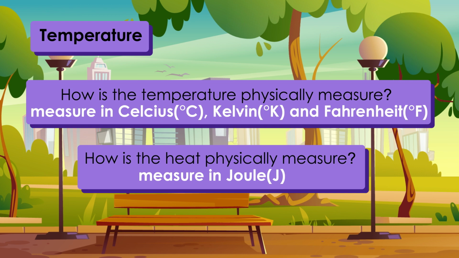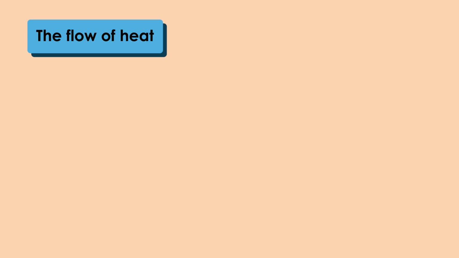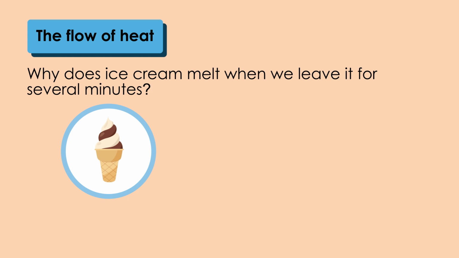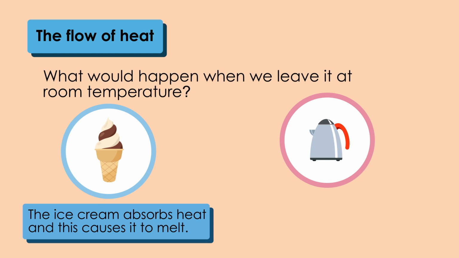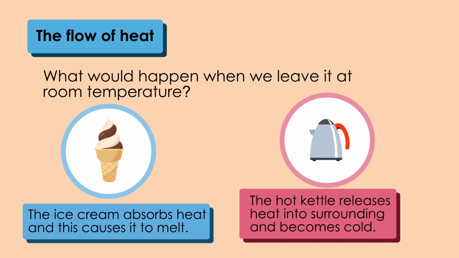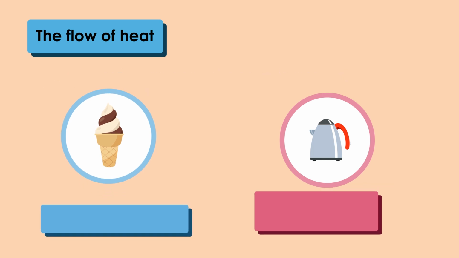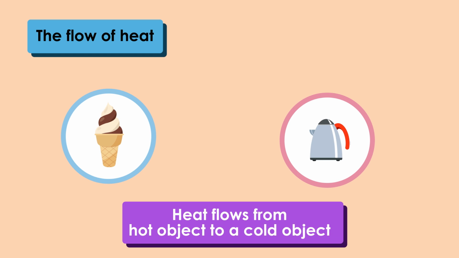Now, boys and girls, let us learn about the flow of heat. Let us imagine ice cream at room temperature. Why does ice cream melt when we leave it for several minutes? Well, pupils, this is because the ice cream absorbs heat and this causes it to melt. How about the hot kettle? What would happen when we leave it at room temperature? Yes, the hot kettle will become colder. This is because the hot kettle releases heat into the surrounding and becomes cold. So, the conclusion for this situation is that heat flows from a hot object to a cold object.